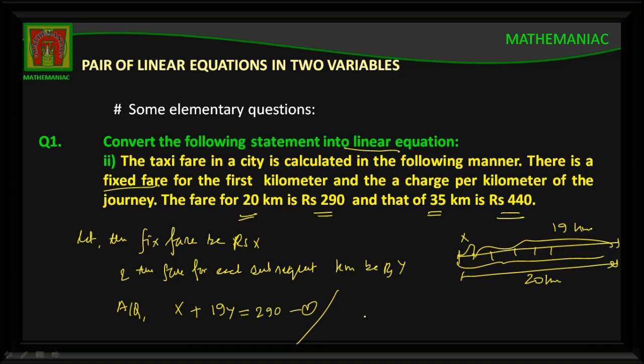Come to the other equation, the 35 kilometer journey. First kilometer you will have to pay X. How many kilometers are left? 34. So 34 into Y, that gives you 440 rupees. So this is another equation. Hold for some time, try to understand the question. This is a very important question. Okay. Next.